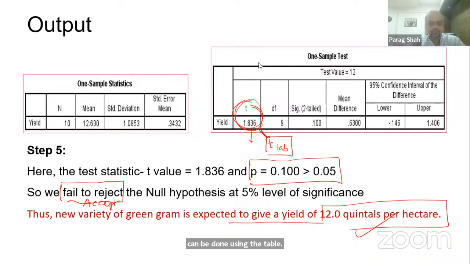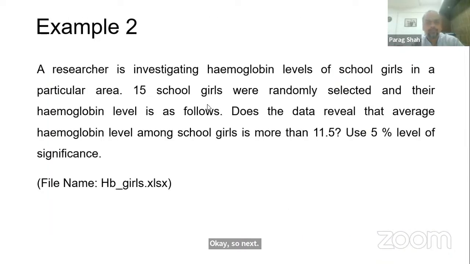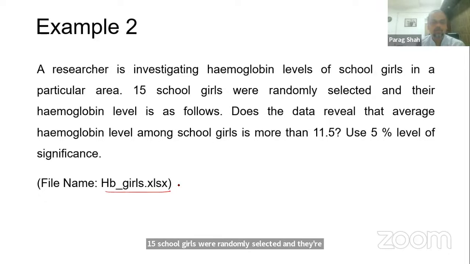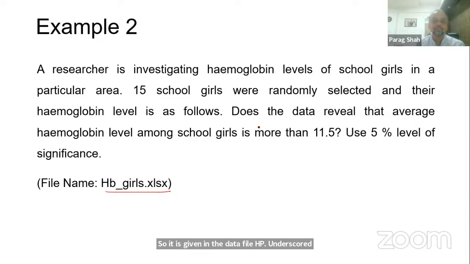So next. One more. And I'll make it a little bit fast now. What is the data? A researcher is investigating the hemoglobin levels of schoolgirls in a particular area. 15 schoolgirls were randomly selected and their hemoglobin is as follows. So it is given in the data file HB_girls. Does the data reveal that the average hemoglobin levels among the girls is more than 11.5?